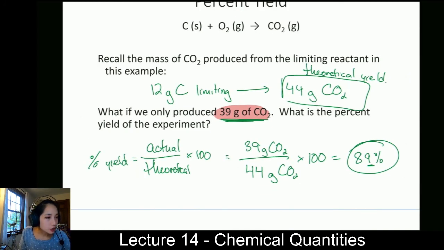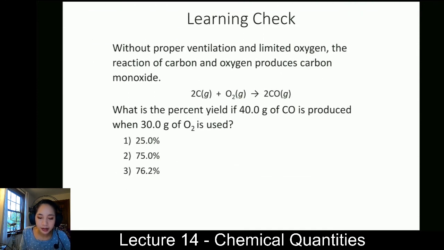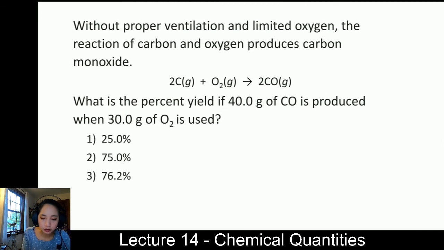All right, so let's do one last question to round this out and combine all those skills that we've just learned using reaction stoichiometry, percent yields, and limiting reactants. Without proper ventilation and limited oxygen, the reaction of carbon and oxygen produces carbon monoxide. So this is another combination reaction between carbon and oxygen, but this time we make carbon monoxide. Here's the balanced equation. Remember, all of this stoichiometry involves balanced equations.